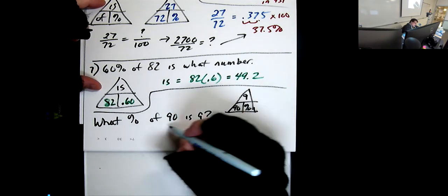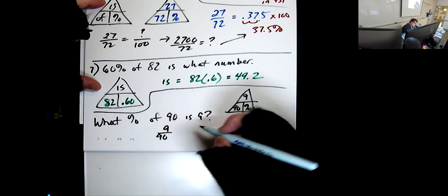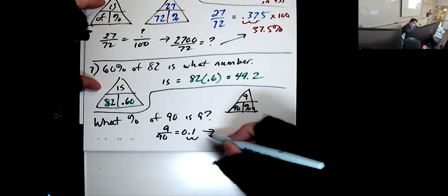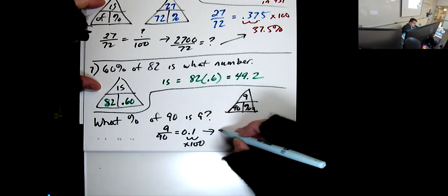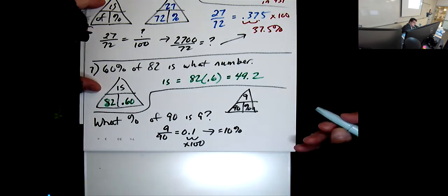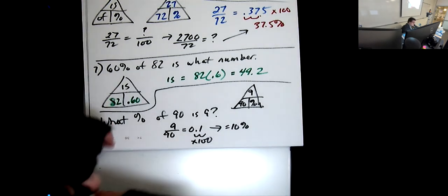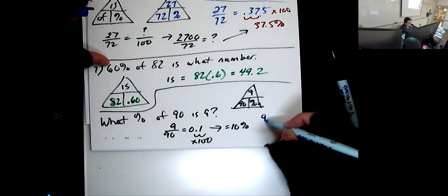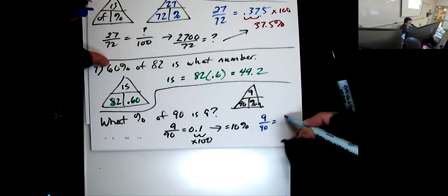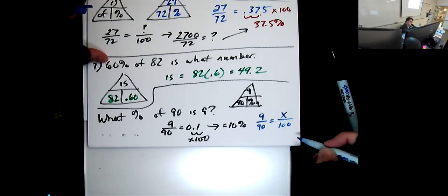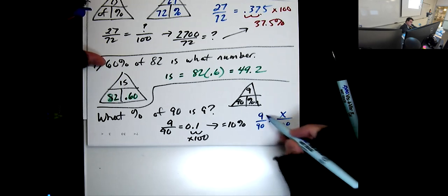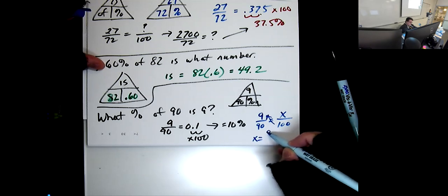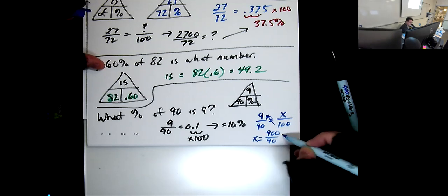So 9 divided by 90 equals 0.1. And if I turn it to a percentage by moving the decimal point twice or multiplying by 100, I get 10%. Equivalently, since he's gonna say it unless I write it, I have to say 9 over 90 equals X over 100. And so we cross multiply. We only really need to move that one. X is 9 times 100, which is 900 over 90, which is 10.